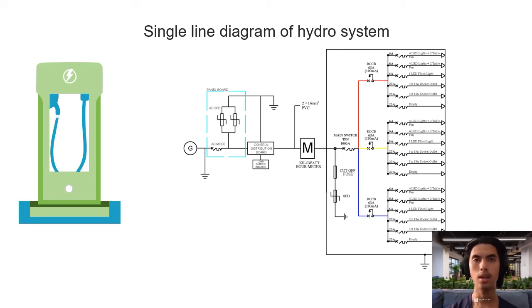8 LED lights, 2 table fans, 1 LED floodlight, 6 13 amp socket outlets and a spare in case any addition is needed. The RCCB is also at a higher amp rating for increased safety.